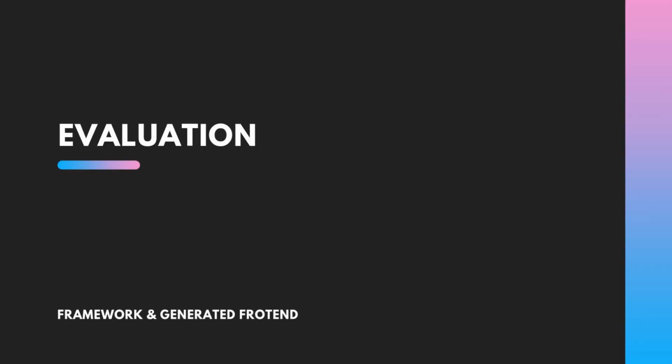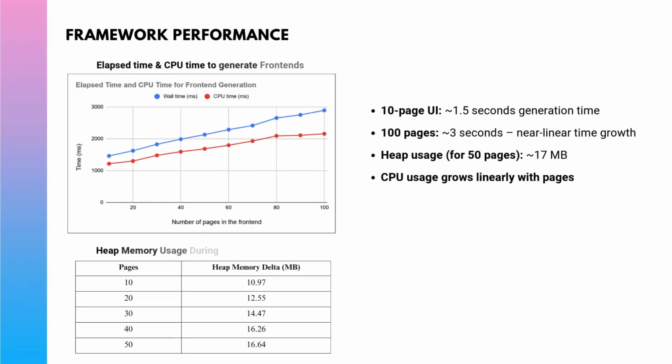Let's take a quick look at how the framework performs and how well the generated frontends hold up in real usage. This evaluation looks at how efficiently the framework handles front-end generation. For a 10-page UI, the entire generation takes around 1.5 seconds. Even at 100 pages, it stays around 3 seconds, with a near-linear time increase.